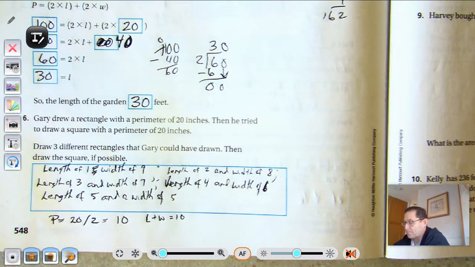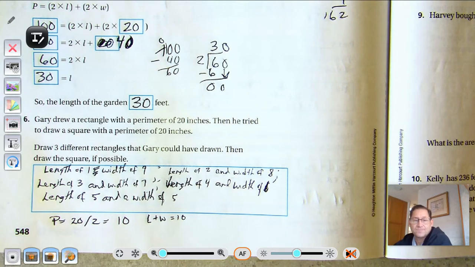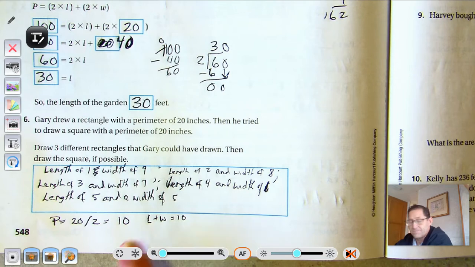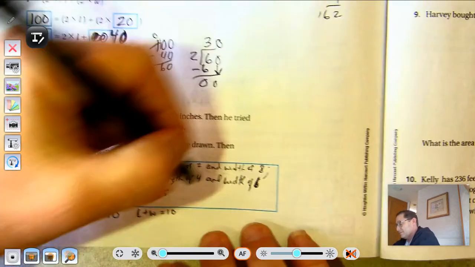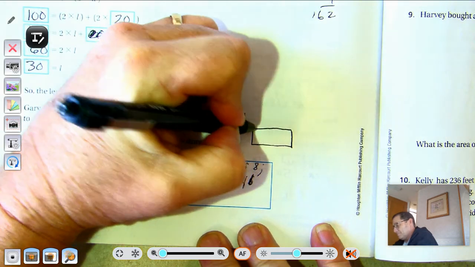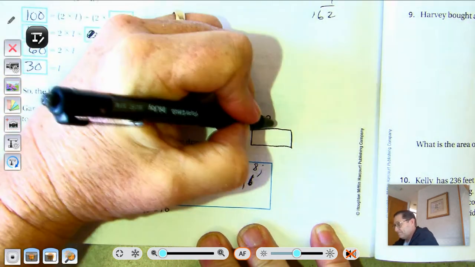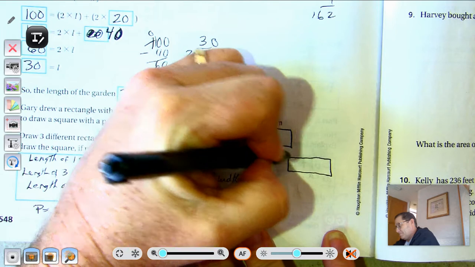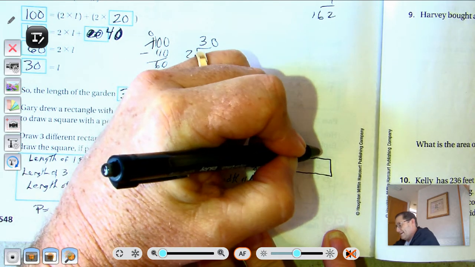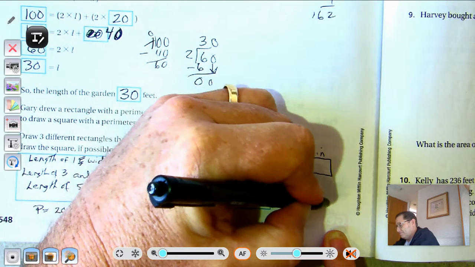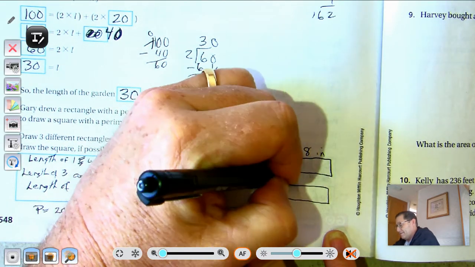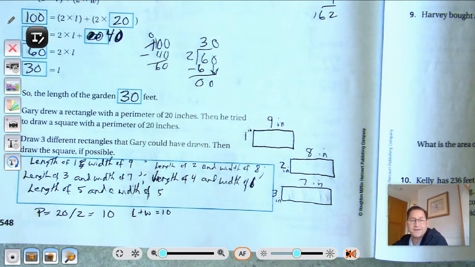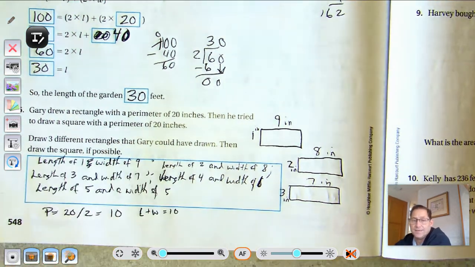All right, so draw 3 possible rectangles. Then draw the square if possible. So I've drawn 5 possible rectangles. So we could have 1 by 9. We could have 2 by 8. We'd have 3 by 7. So those are 3 different rectangles he could have drawn to get a perimeter of 20.